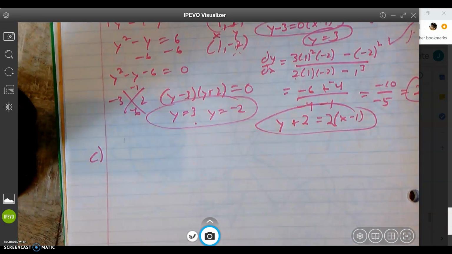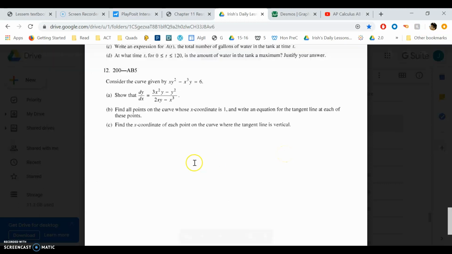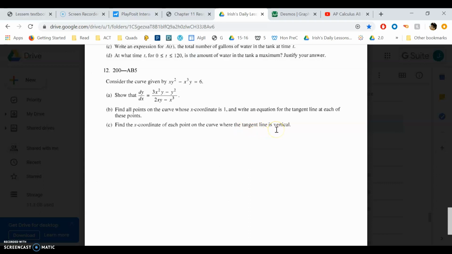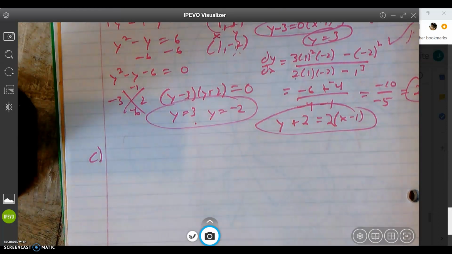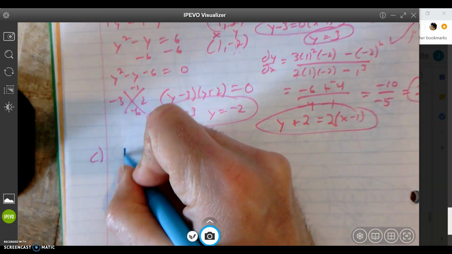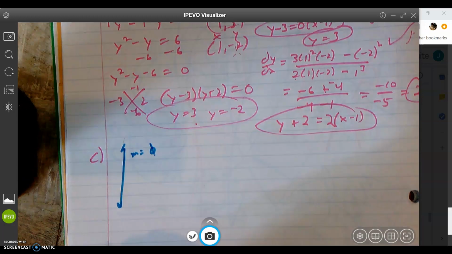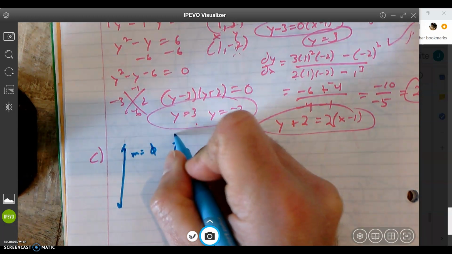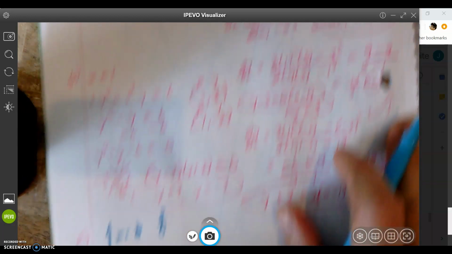Not done yet. C is always the most challenging part. Let's see what it has in store for us. Find the x-coordinate of each point on the curve where the tangent line is vertical. Okay, tangent line is vertical. What does that mean? Well, tangent line is vertical, that means the slope is undefined. That's where the 0 is in the denominator. So it doesn't matter what the numerator is. As long as the denominator is 0, that means the slope is undefined.